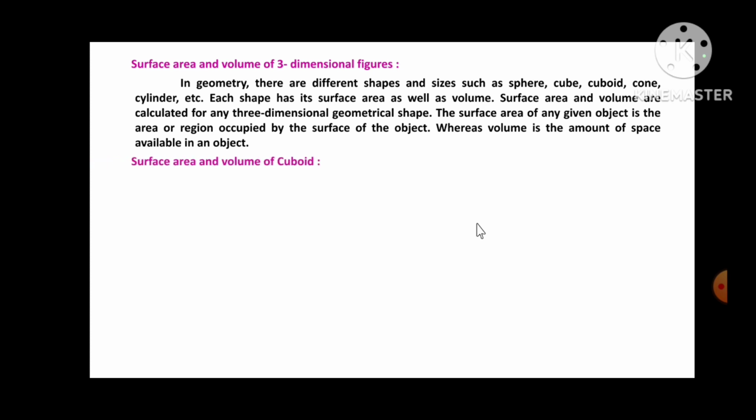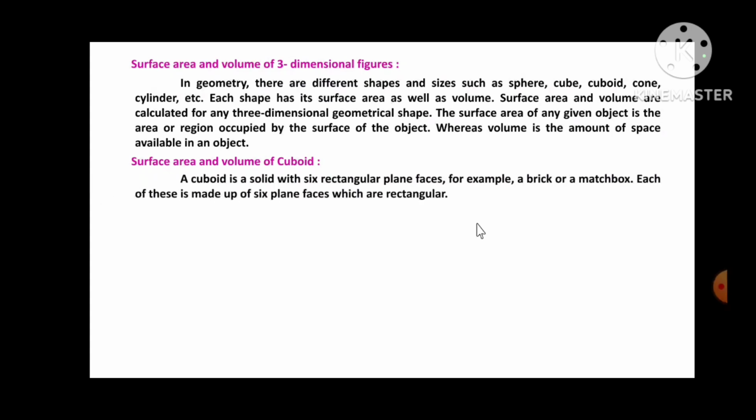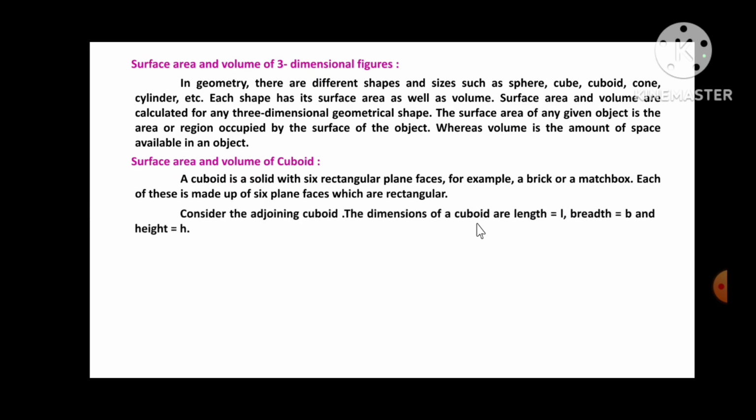Surface area and volume of the cuboid. Friends, a cuboid is a solid with 6 rectangular plane faces. For example, a brick or a matchbox. Each of these is made up of 6 plane faces which are rectangular in shape. Consider the adjoining cuboid. The dimensions of this cuboid are length L, breadth B and height H.